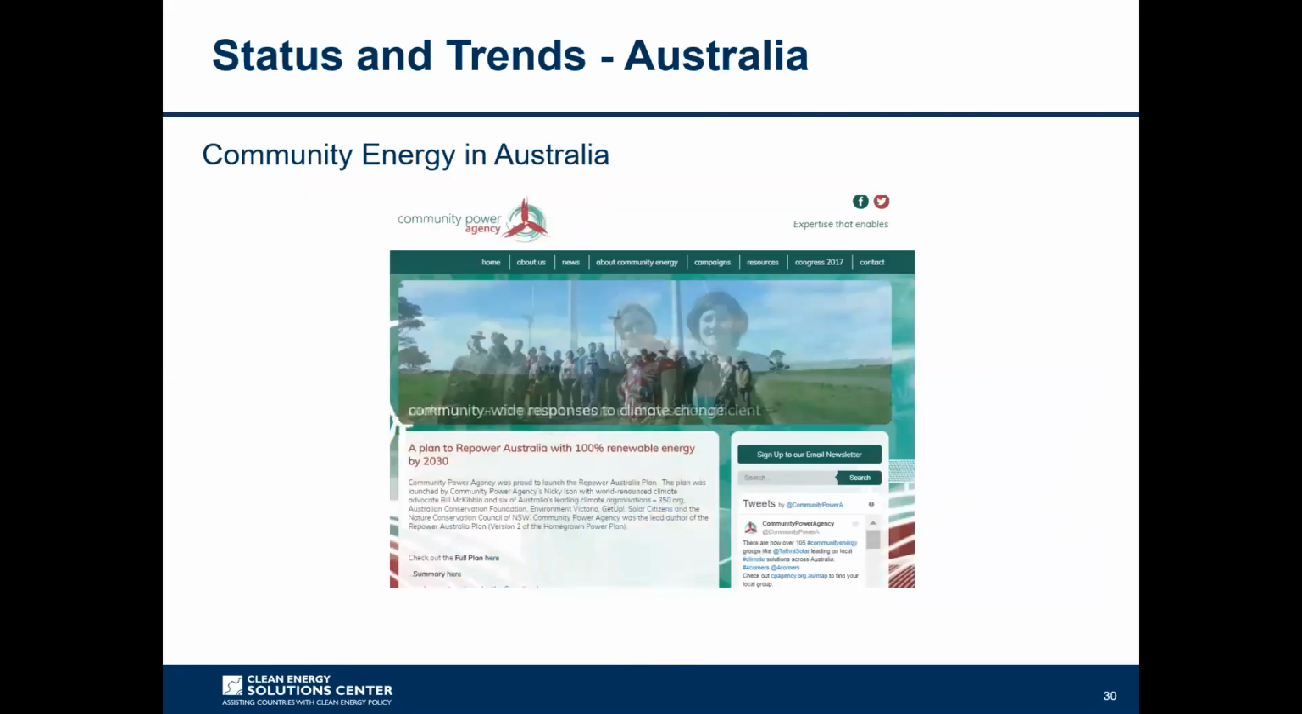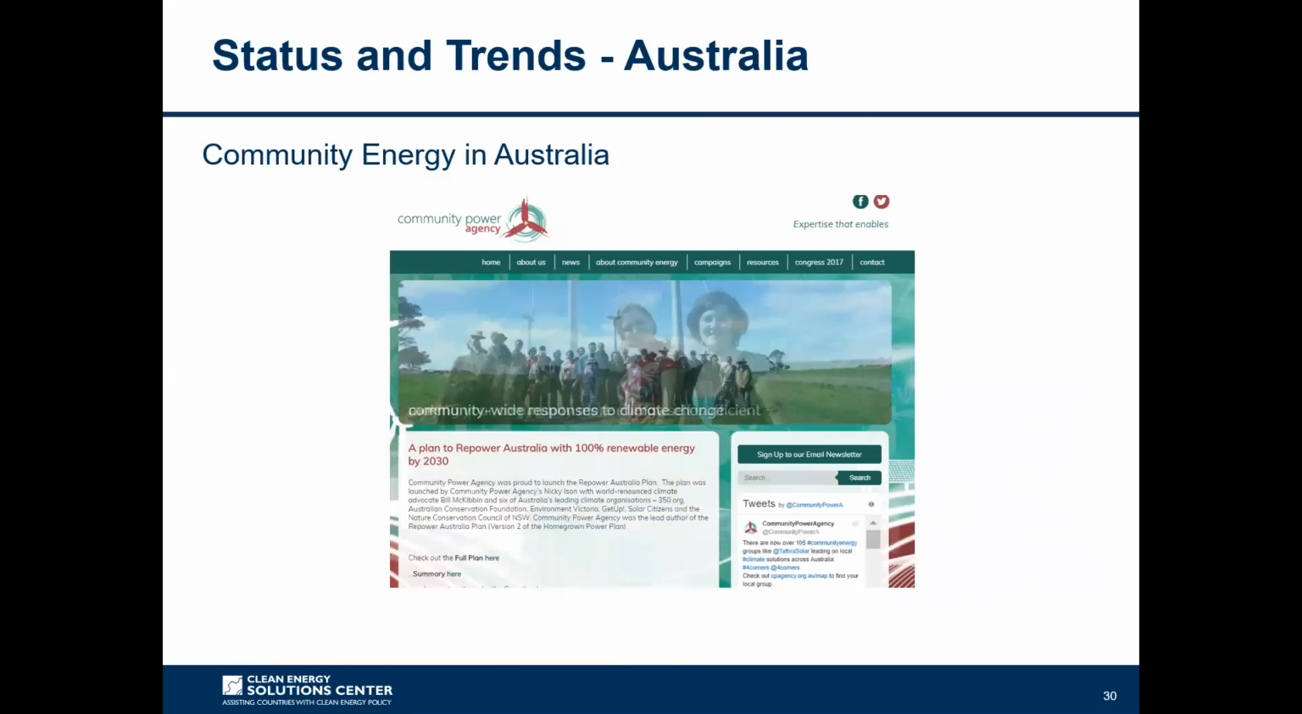The Community Power Agency's vision for Australia is for a fair and sustainable energy sector that provides real benefit for citizens and the environment. The Australian Agency for Community Power specializes in supporting community groups to navigate the complex process of setting up a community-owned renewable energy project.